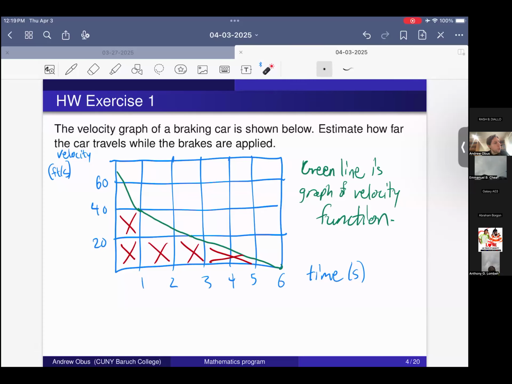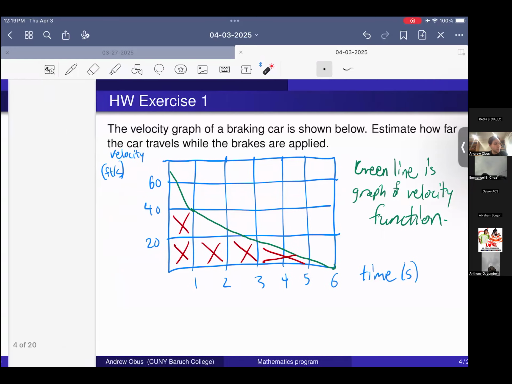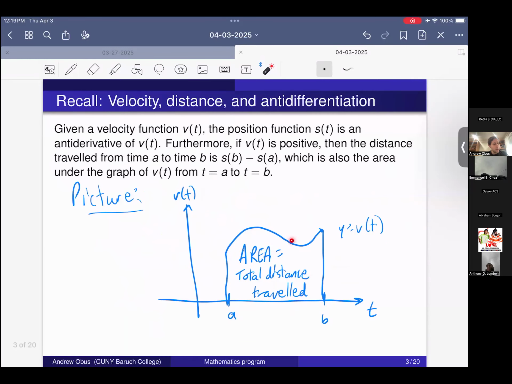Yeah, the total area, but only the area under the green line, right? Because the car is starting at about 70 feet per second, and then it's slowing down to zero while it brakes. So it's just the total area. That's all that we need. That's the amount that the car travels, the total area, right? That's what we saw below. The total distance traveled is the area under the curve, right?